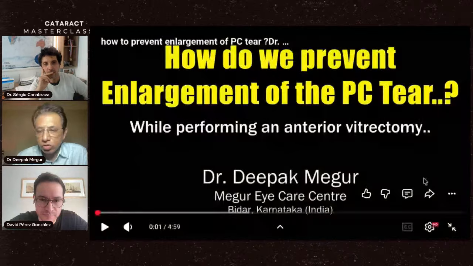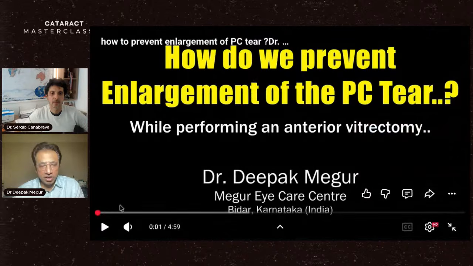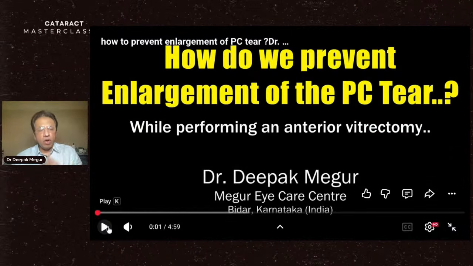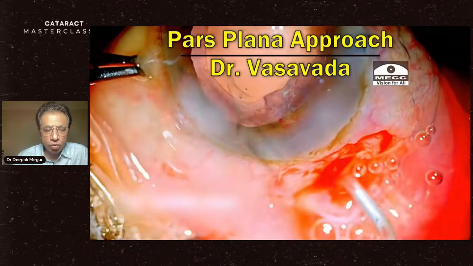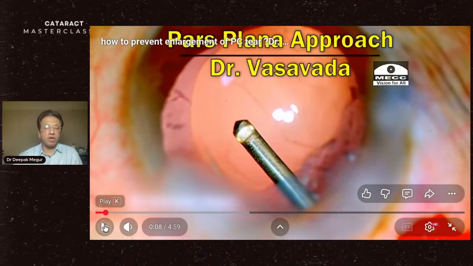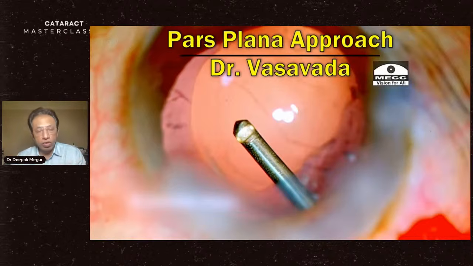The title would be "How to Prevent Enlargement of the Posterior Capsular Tear when doing Anterior Vitrectomy." So, okay, I think my share is being seen. We all know that the pars plana approach is the most popular one. Dr. Vasavda has really taught us the relevance and importance of performing a pars plana approach for doing anterior vitrectomy during a PC tear.